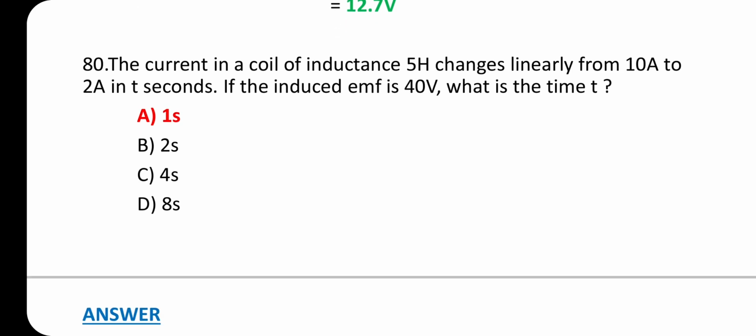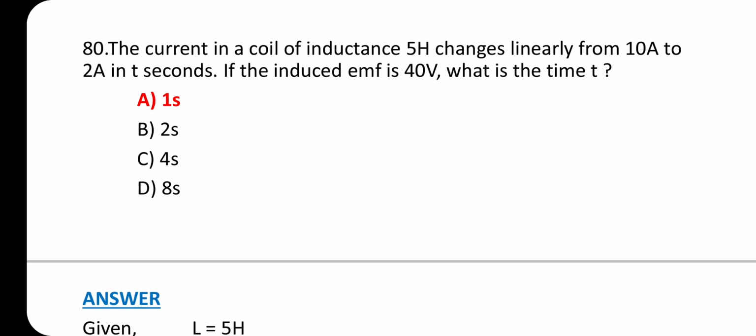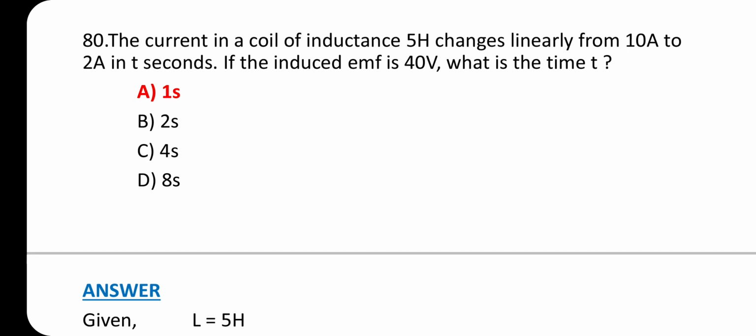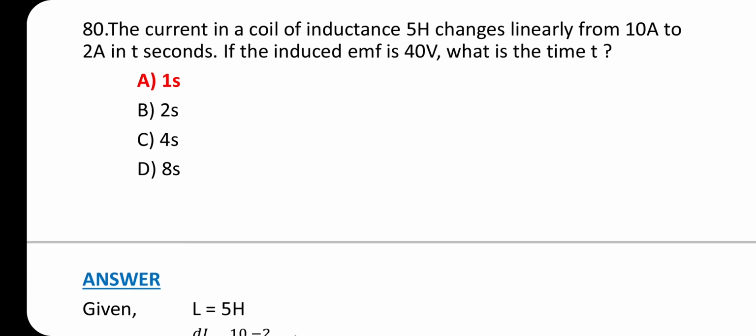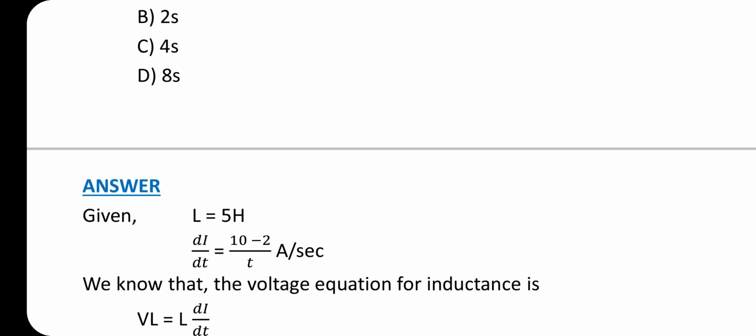Question number 80, the last question. The current in a coil of inductance 5 Henry changes linearly from 10 ampere to 2 ampere in t seconds. If the induced EMF is 40 volt, what is the time t? Answer is option A, 1 second.